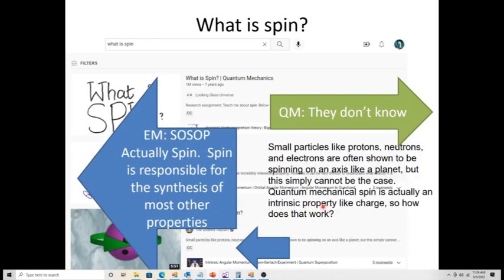Okay, we're ethereal mechanics. I'm going to show you that the second order system of pretons, which is the model of matter, actually do spin, and the spin is actually responsible for the synthesis of most of the other properties. And if you want to look at the electrogravity series, we show you how magnetism, the Coulomb effect, and inertia are all part of the spin.